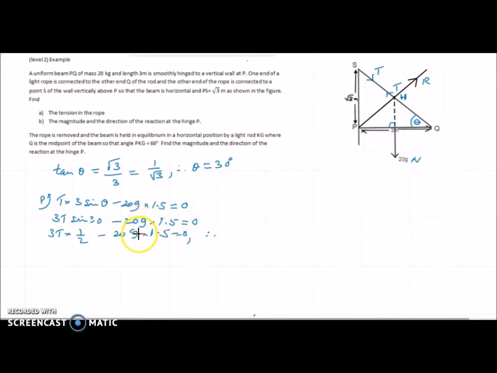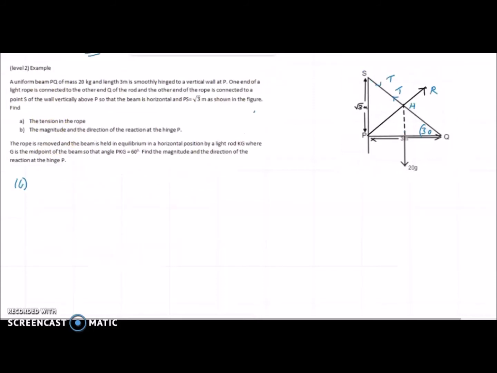Now take this to the right hand side of the equal sign. Then we get 3T equals, we multiply this by 2, 3T equals 20g into 1.5 into 2, which is 3. Therefore T equals 20g newtons. We have done part A of the question.